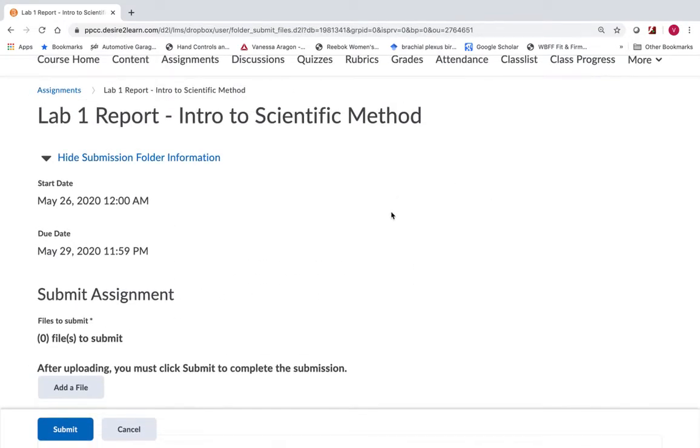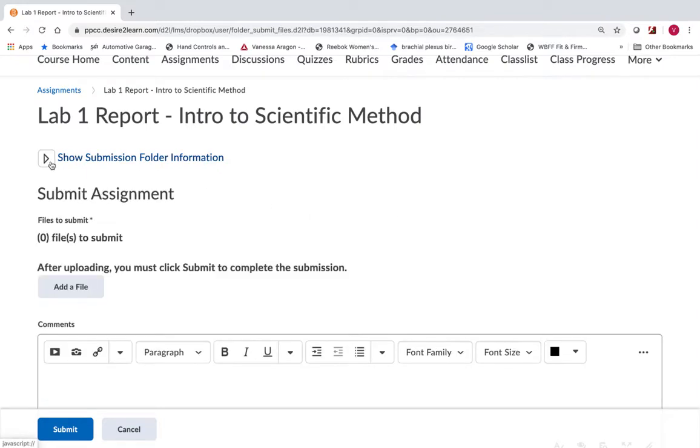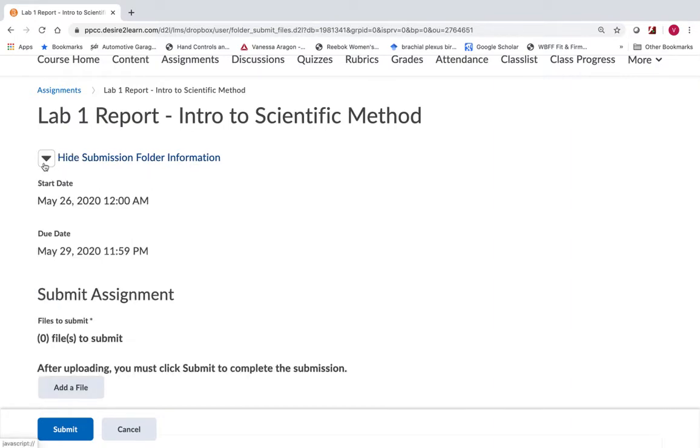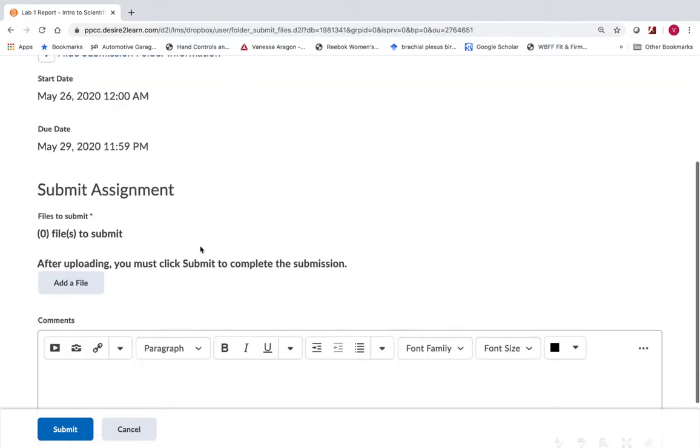So I want to show you something. Sometimes I might have something in here that might be hidden. So if you click in here and you're like, I have no clue what she wants me to do, let's make sure that it says show submission folder information. This just has the dates, right? But there might be times where I have actual instructions in here. So please check in here to make sure, okay?